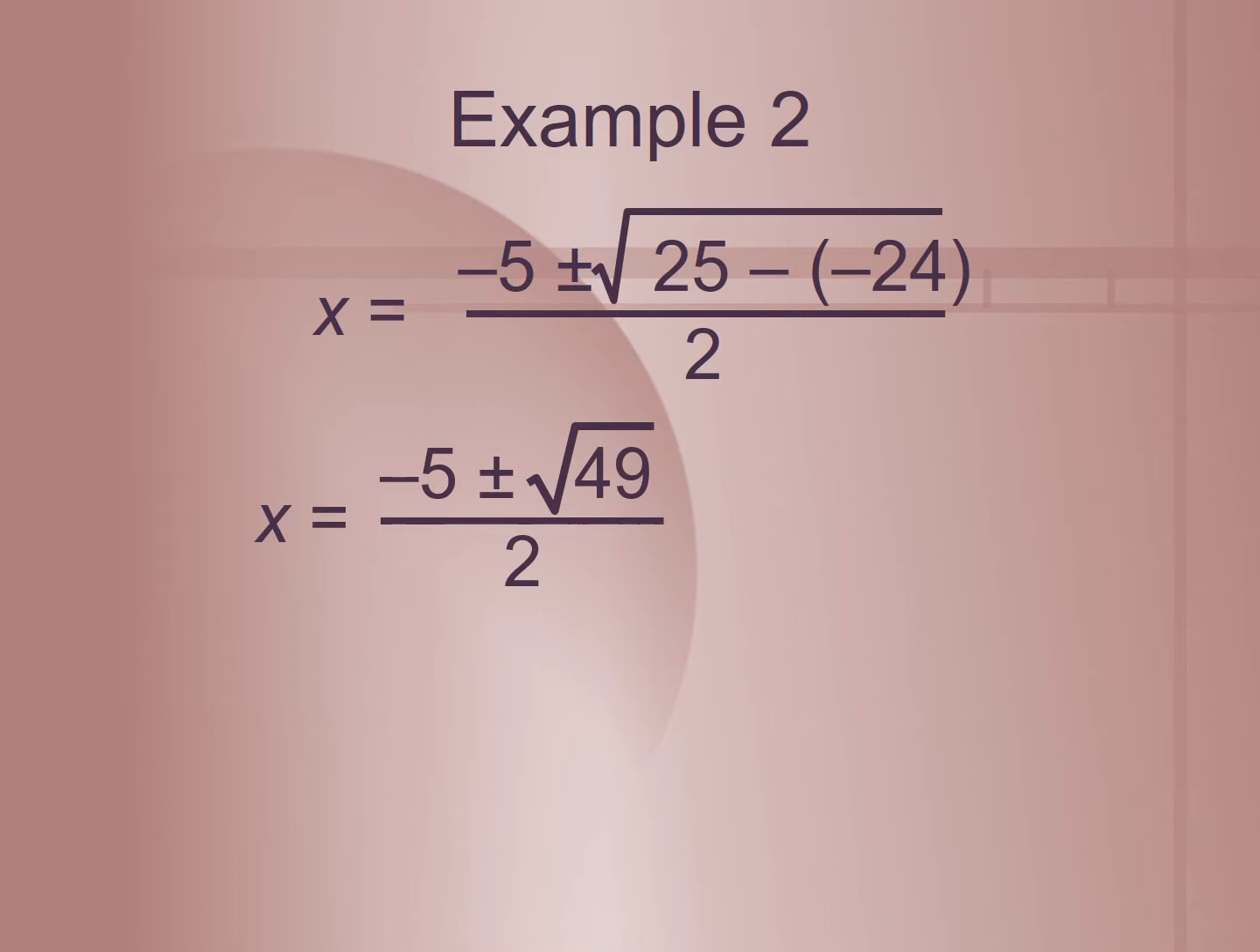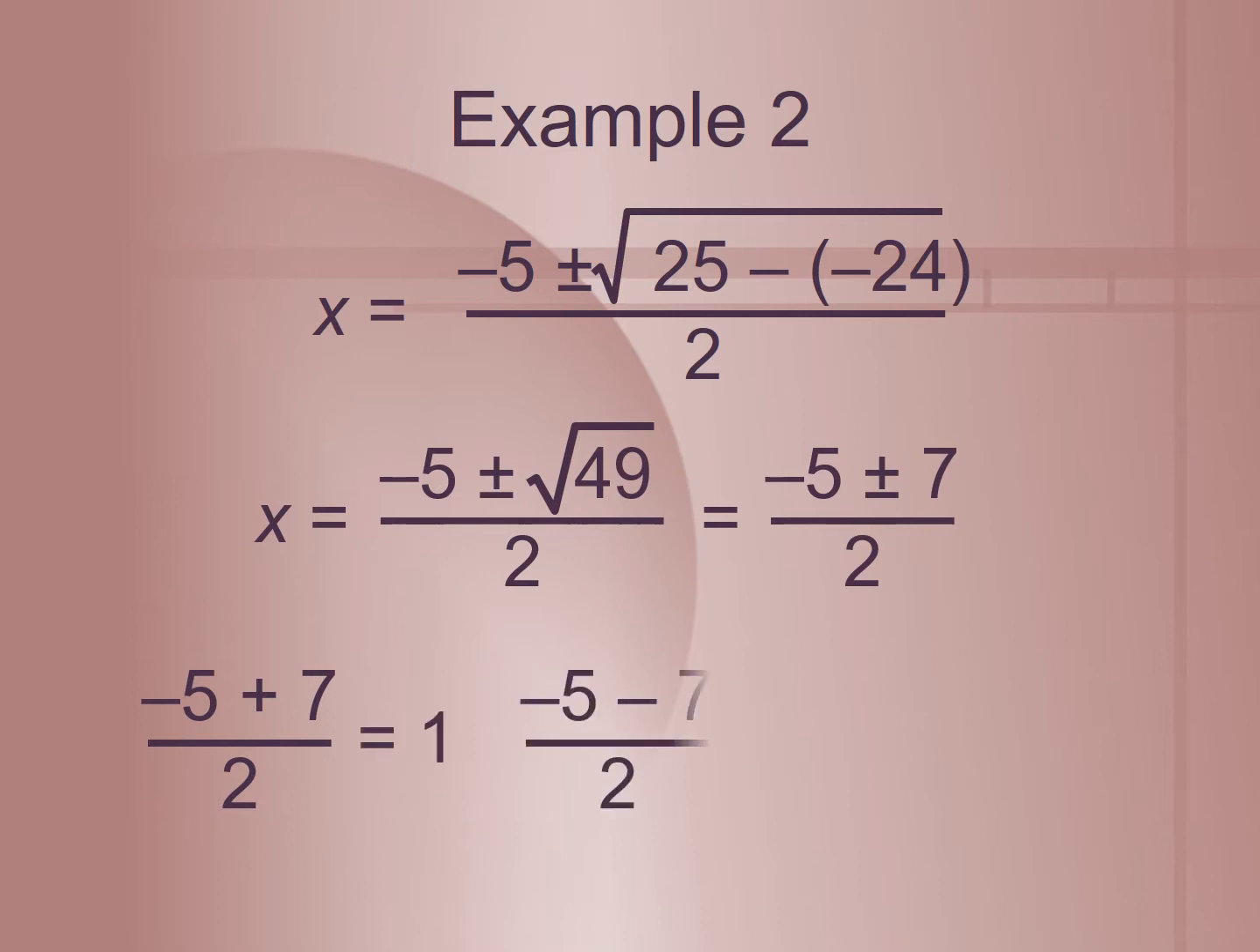The square root of 49 is actually 7. So that means I have negative 5 plus or minus 7 over 2. Now I'll get my two solutions. So negative 5 plus 7 over 2, which is equal to 1. Or negative 5 minus 7 over 2, which is equal to negative 6. So now I know what x is equal to. It's either equal to 1 or negative 6. And I can write that as a solution set by writing set brackets.